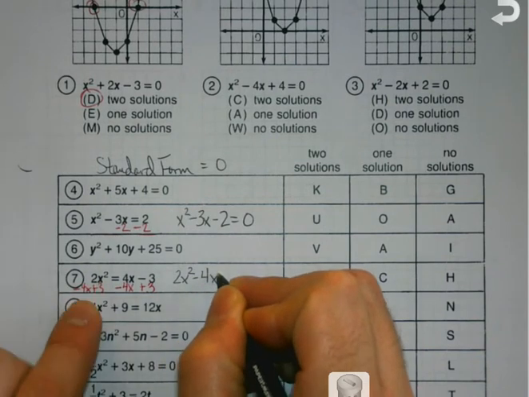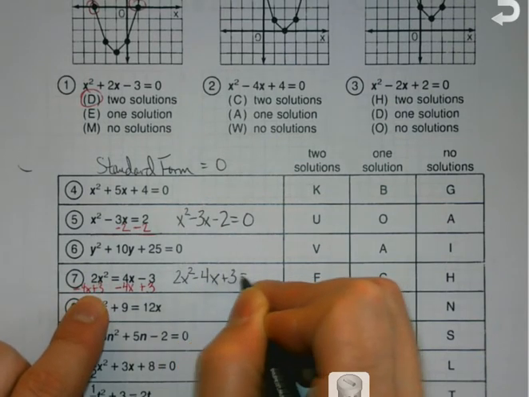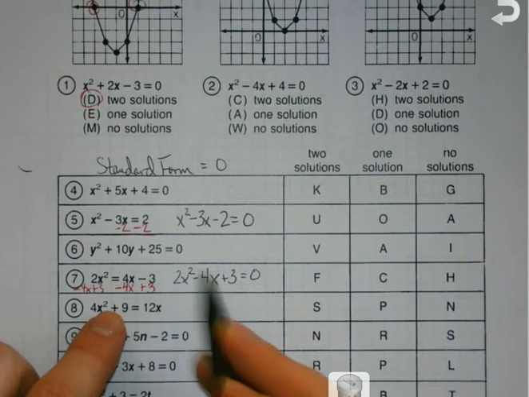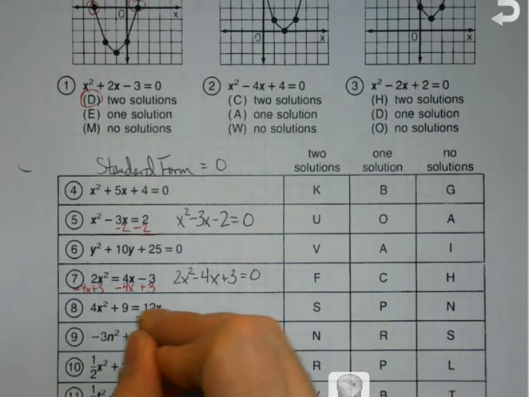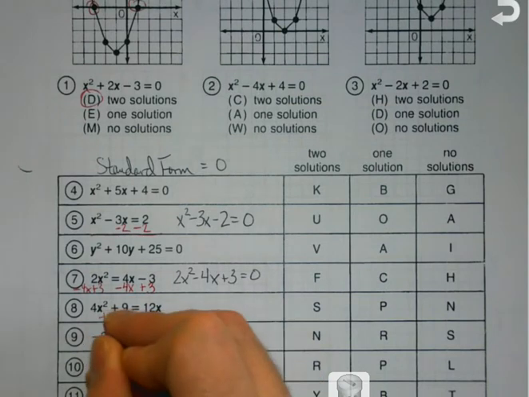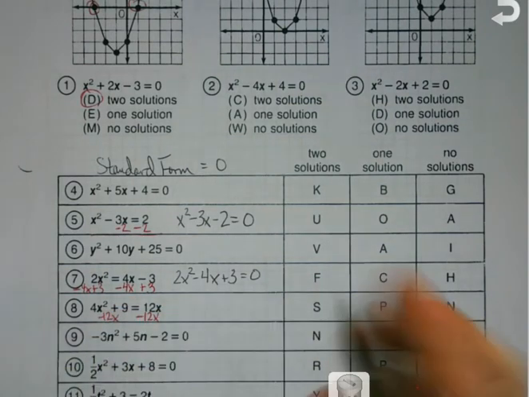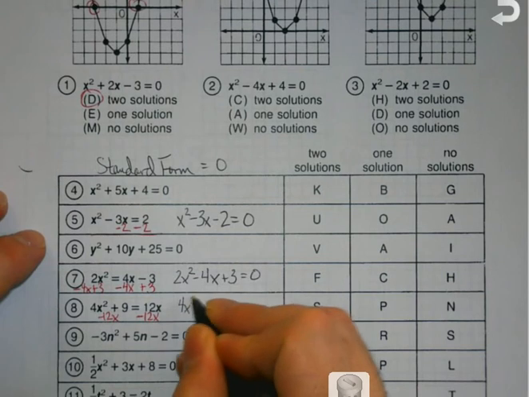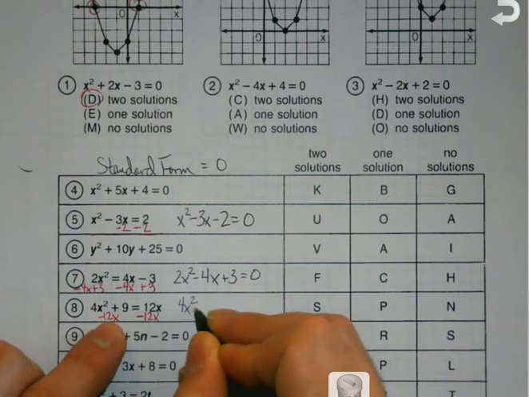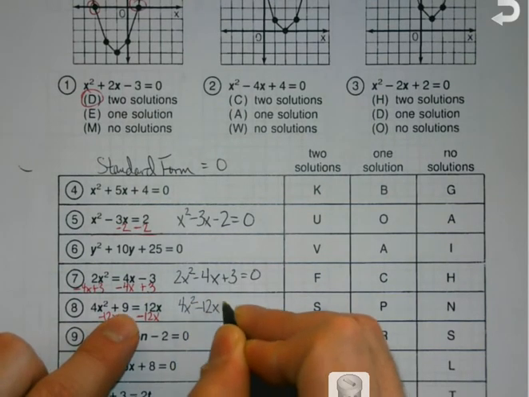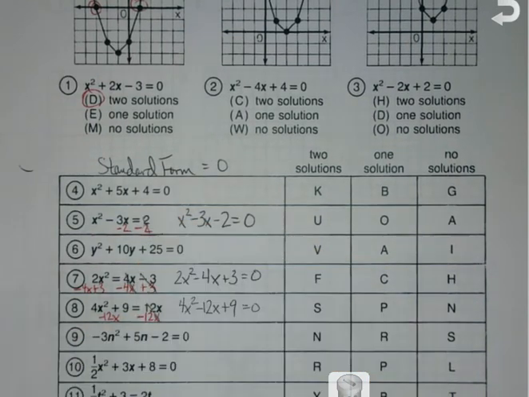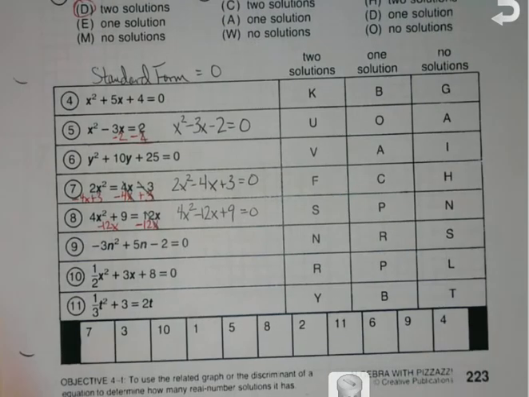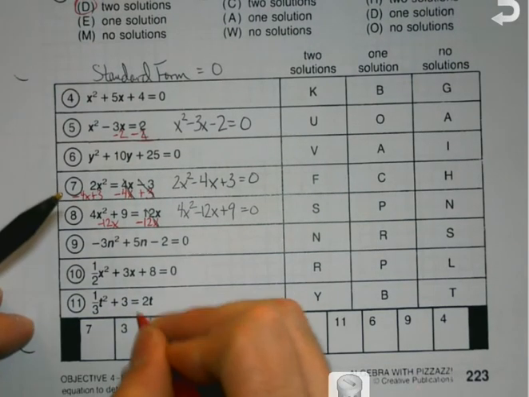And notice I'm not combining any of the terms. I'm just writing them down in degree order, from the greatest to the least. So I do have to be careful that I put these in order, because if I switch the order around, that could change my a, b, and c values. X squared, x always goes in the middle. Those guys cancel out, which is always my goal. And I think the only one else that we got to do that to is 11 here. We got to get that minus 2t to the other side.